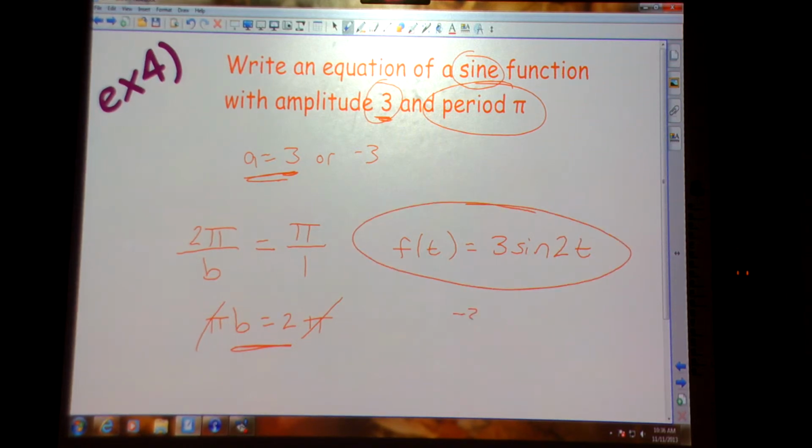Now, this would have been correct as well. But they didn't tell us there was a reflection, so we just don't assume anything. But they would both be correct. But don't forget your f of t. Don't forget your actual variable t.